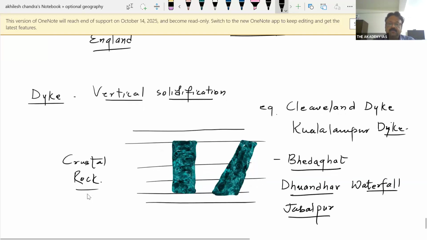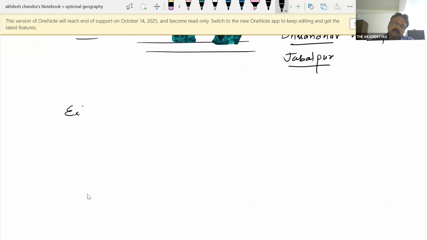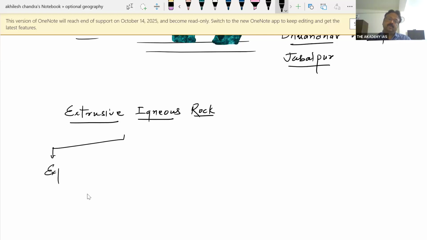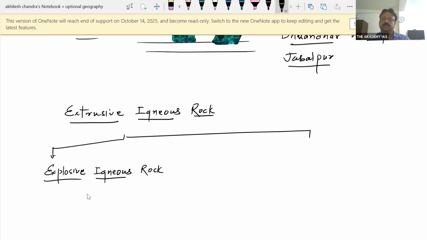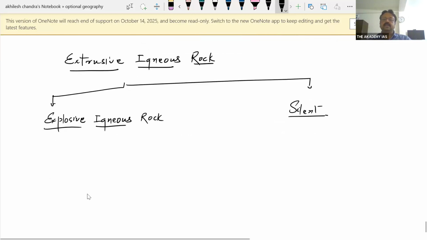Fine. Let's come to extrusive igneous rock. Extrusive igneous rock is again of two types. One is explosive igneous rock, and the other is silent, or quiet, igneous rock. So explosive igneous rock, generally it is acidic igneous rock.